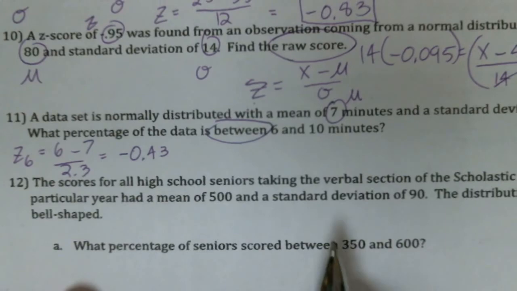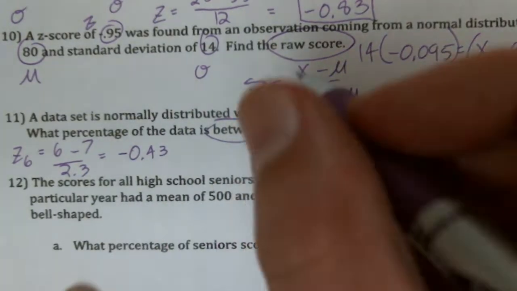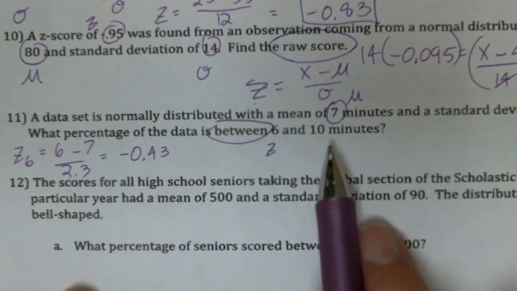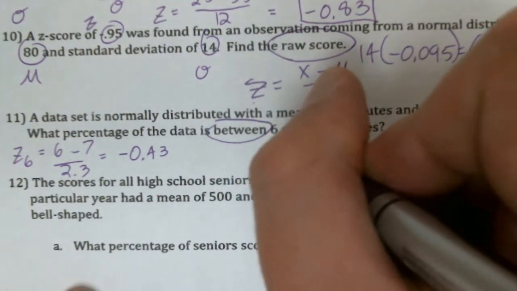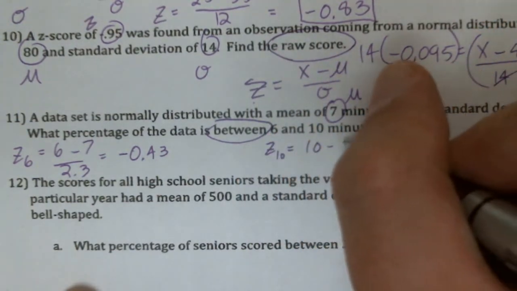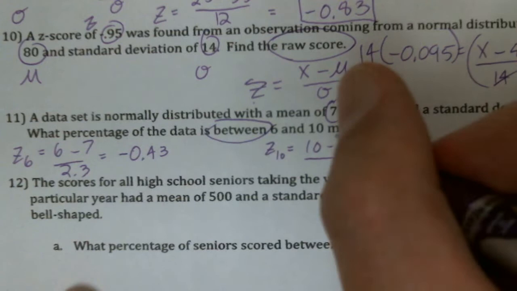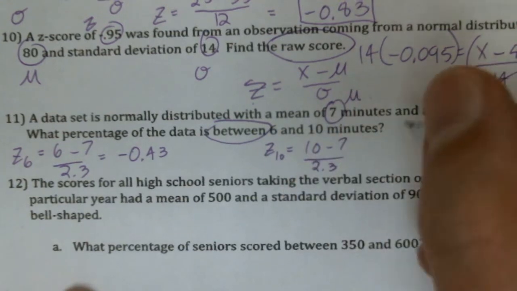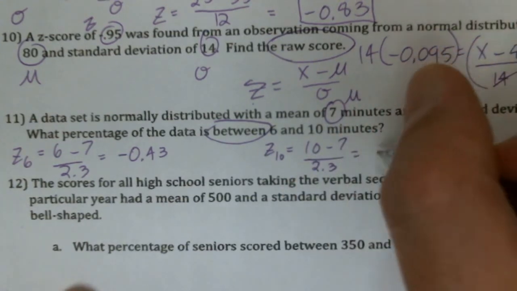Okay, let's go find the z-score for the 10. The z-score for 10 is going to be the raw data of 10 minus the average of 7, divided by the standard deviation of 2.3. Plug that in your calculator, and that comes out to be 1.3.